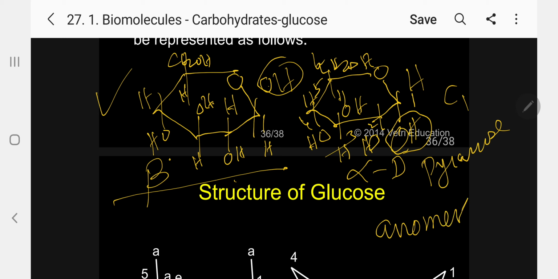This is called anomers. Please follow, in carbohydrate chemistry we call it anomers. It is the difference at the first carbon atom. If the configuration changes at the second carbon atom, it is called epimers, for example glucose and mannose. Please follow.